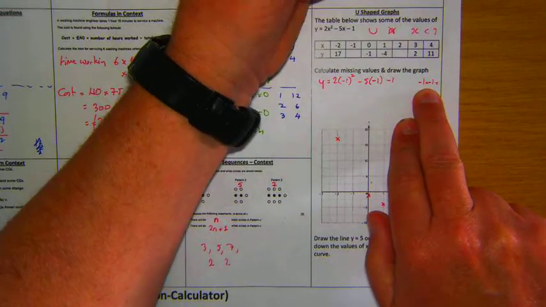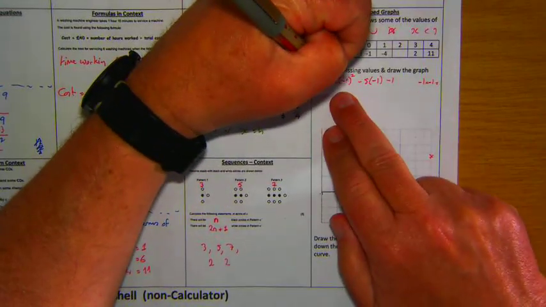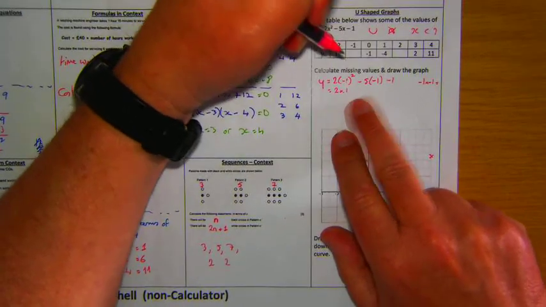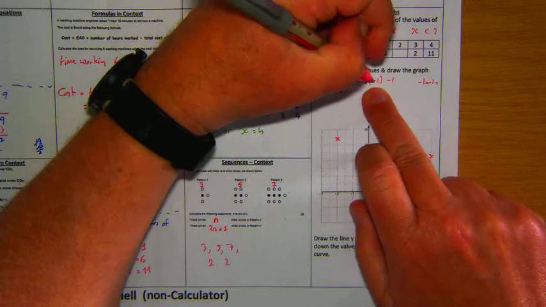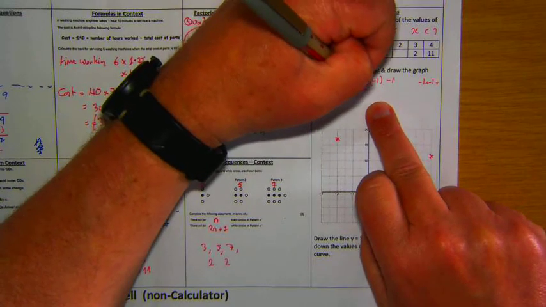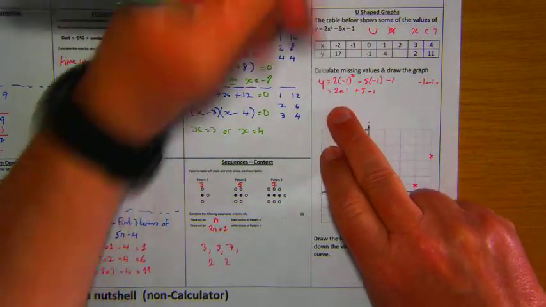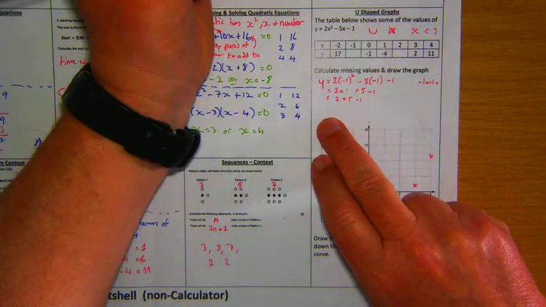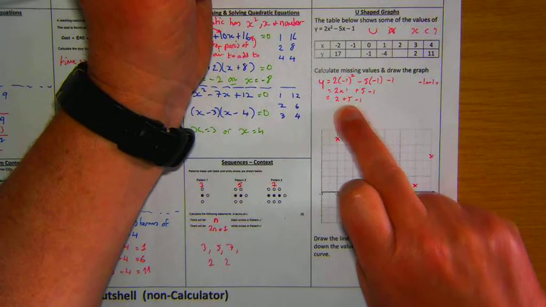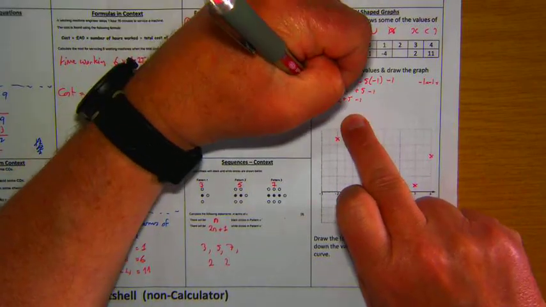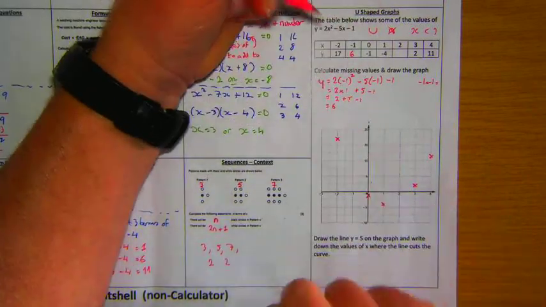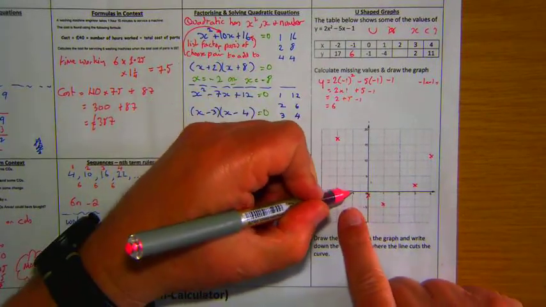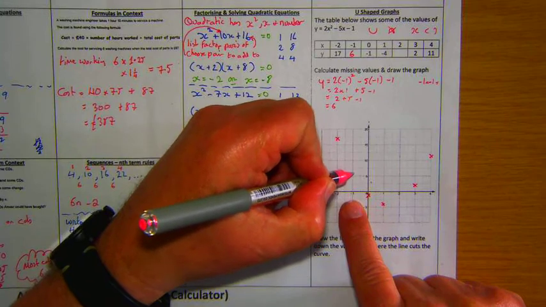1 times 1 is 1, so that becomes 1. So I've got 2 times 1. Here, minus times a minus is a plus, 5 times 1, take away 1. 2 times 1 is 2, add 5, take 1. 2 add 5 is 7, take away 1 is 6. So that value there is 6.